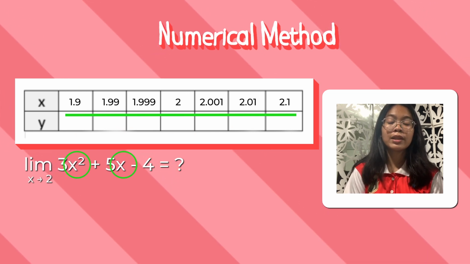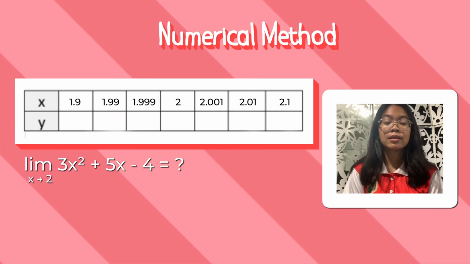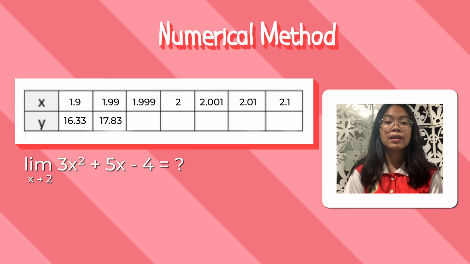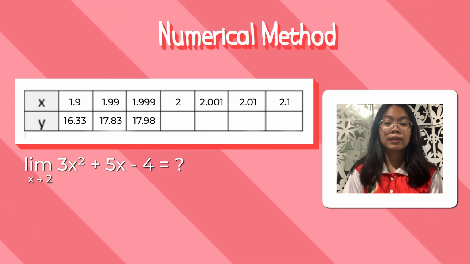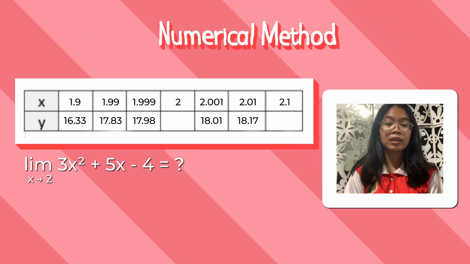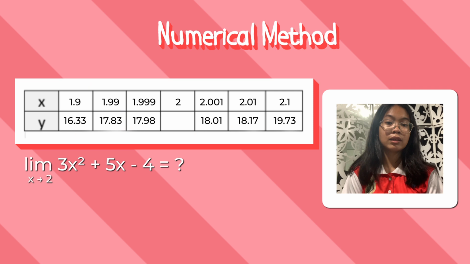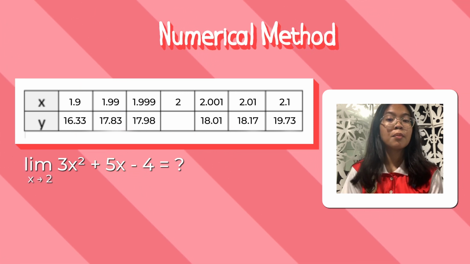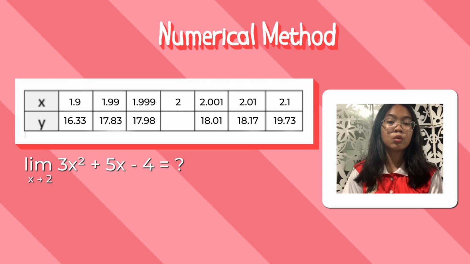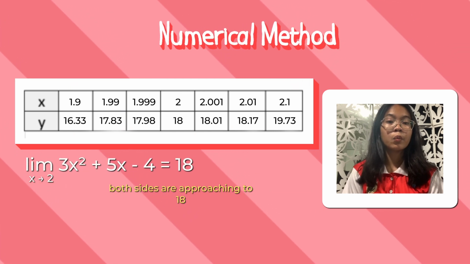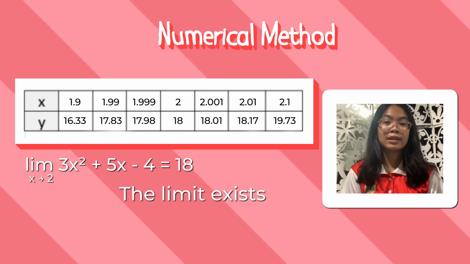So starting from the left side, the value of our y is 16.33, 17.83, 17.98, 18.01, 18.17, and 19.73. Looking at our table, we see that both sides are approaching the same specific number. Therefore, we can conclude that the limit exists.